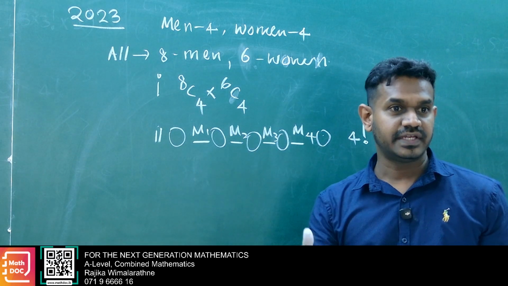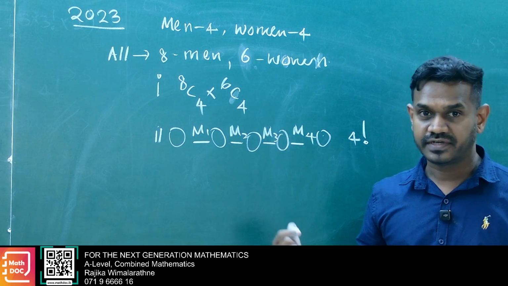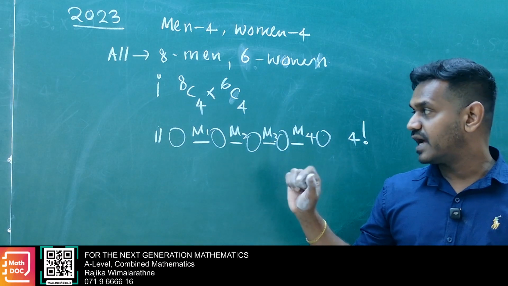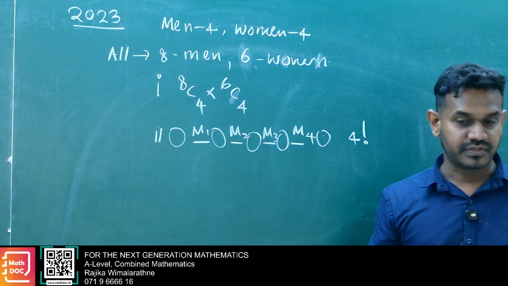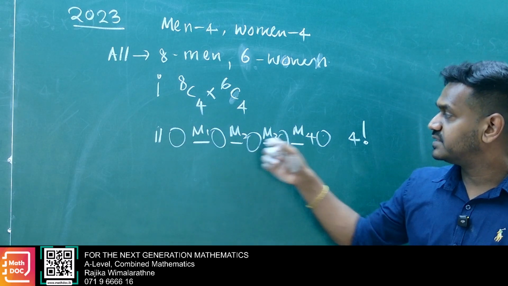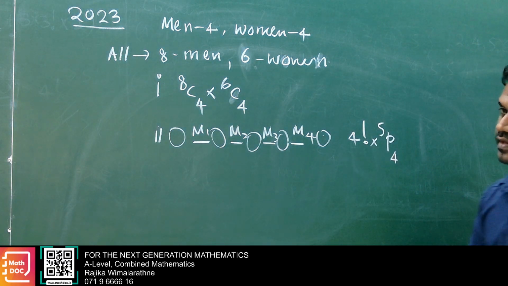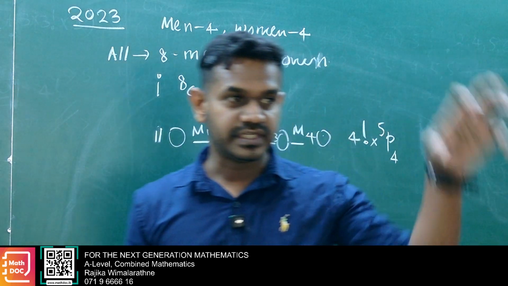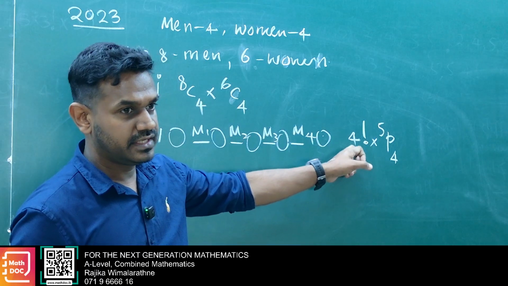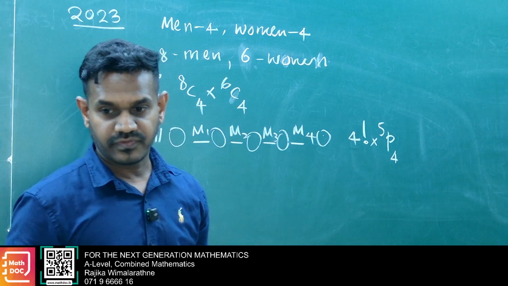Then in those 5 spaces we can put women, no? You have to select 4 first, then put 4 women. 2 men can be seated next to each other, but 2 women cannot. Therefore here 5 spaces, then 5P4. Take 5, select 4, arrange. So men arrangement 4 factorial, then women arrangement within 5 spaces, 5P4.